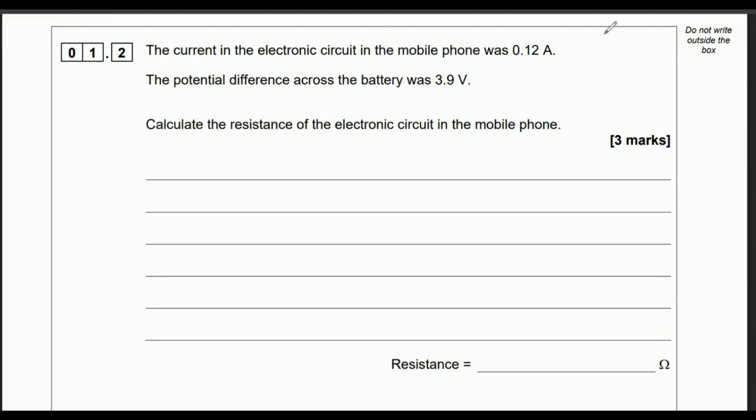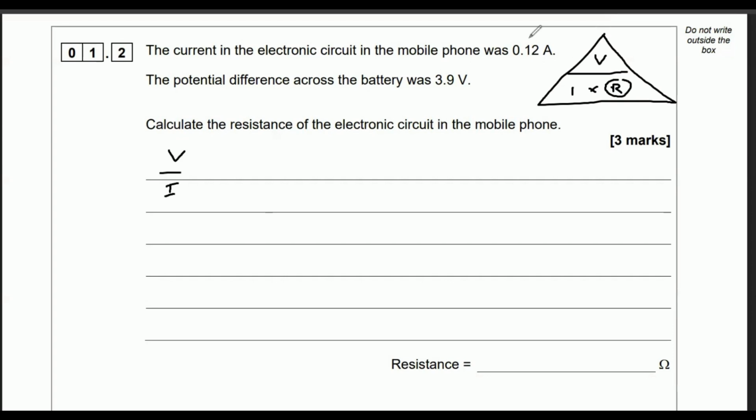So again, we just want to use this equation. I like to use triangles. I know most physics and maths teachers don't, but that's just me. V over I gives R, to calculate the resistance. If I want R, I have to do voltage, this is a divide line, divided by current. So we're going to do voltage divided by current.